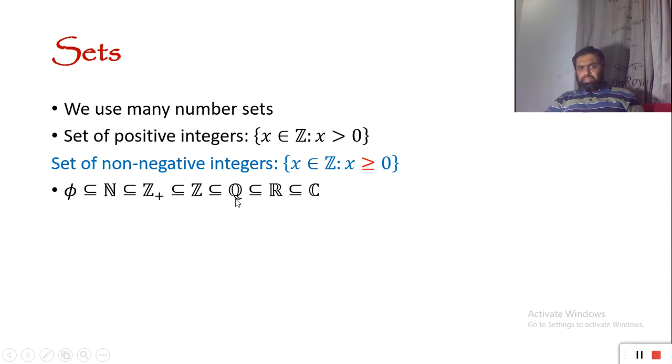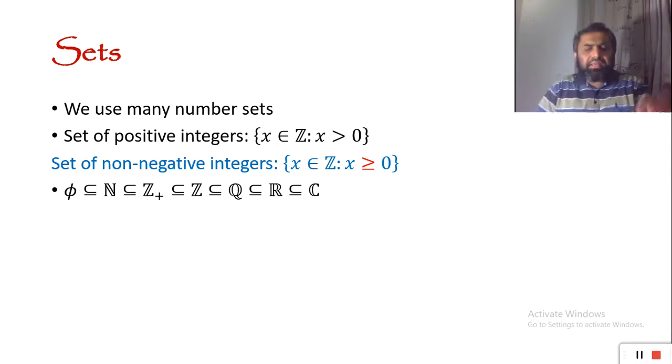Integer sets are subsets of rational numbers, those numbers which we can write down in the form of a fraction like p over q. And rational numbers are a subset of real numbers. Real numbers are a subset of complex numbers, and we can keep on extending. Complex numbers may be a subset of three-dimensional numbers, and then four-dimensional, and so on. We can keep on going like this.